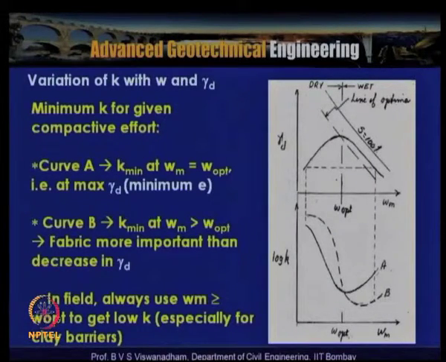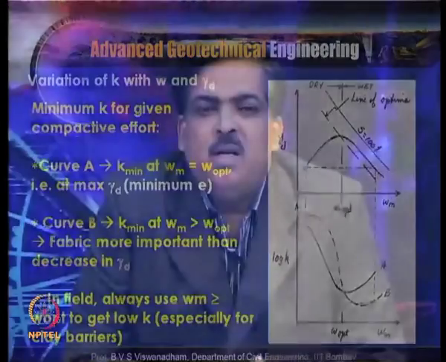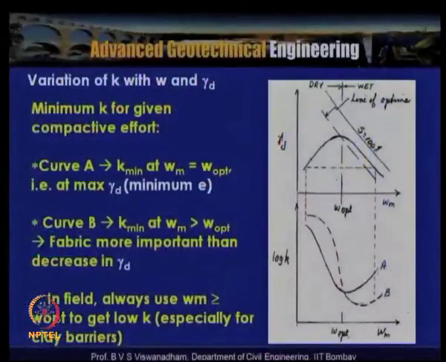In case of curve B, which is shown here, K minimum is occurring at Wm greater than W opt. So the fabric is more important than the decrease in gamma d. This indicates that the particle arrangement is more important than the decrease in the gamma d. So in the field, always use Wm greater than or equal to W opt to get low permeability, especially for clay barriers. That is what we discussed in the previous slide also.